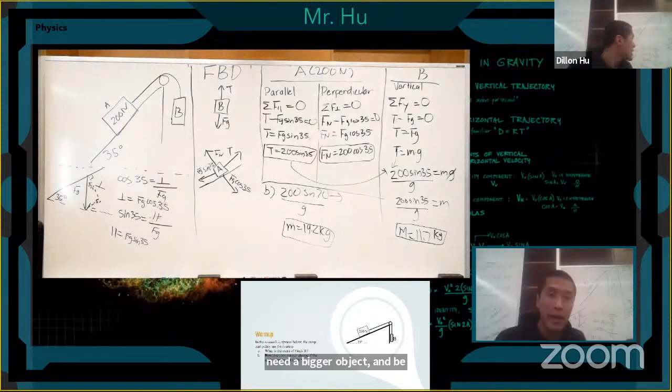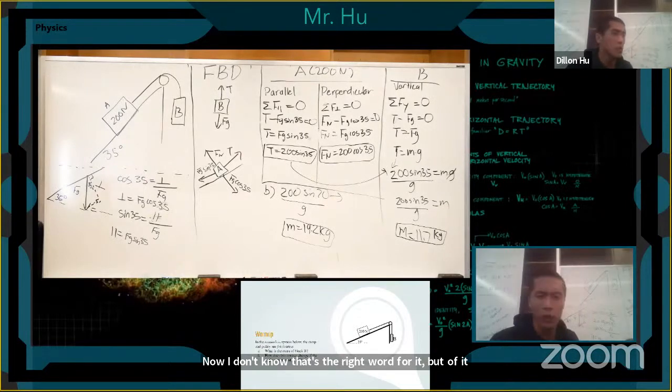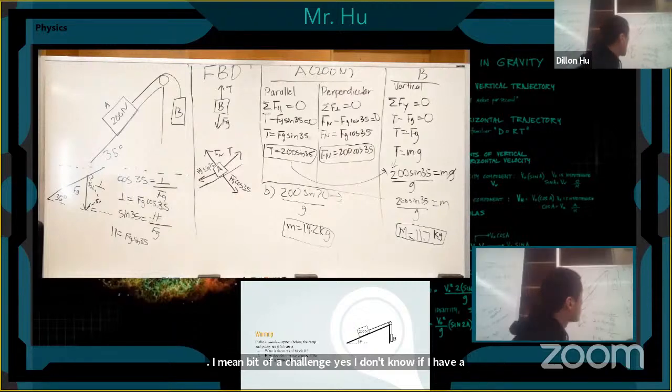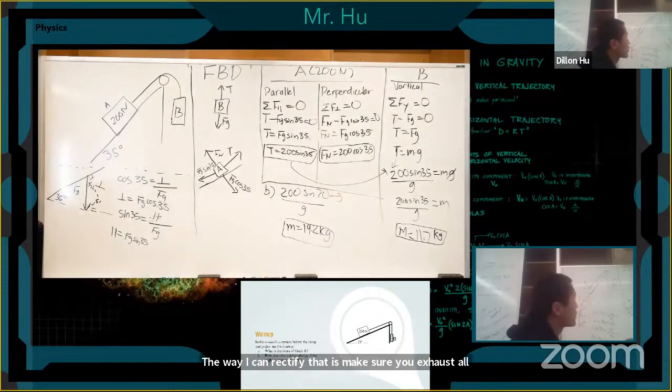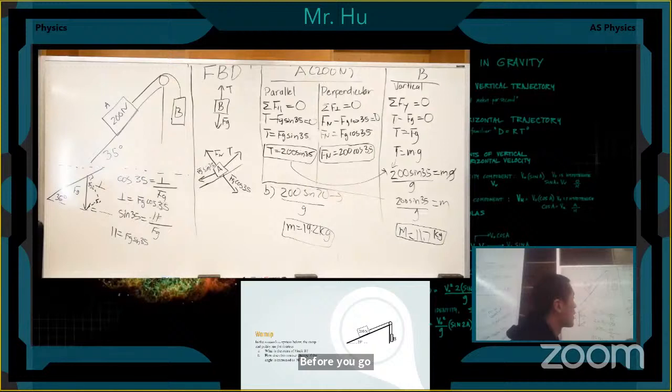Okay, so that was a bit of a challenge, yes, but I don't know if I have a more fun word for it. So, what are the pitfalls of this problem? I think one of the challenges you will run into is when you get stuck on any particular direction and you don't know where to go from there. The way to rectify that is to make sure you exhaust all the information in all the different directions before you give up.